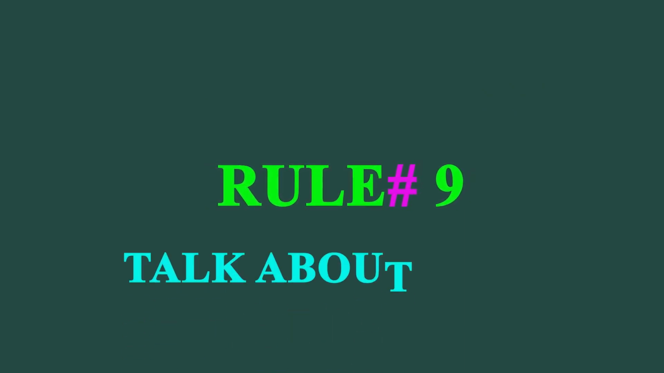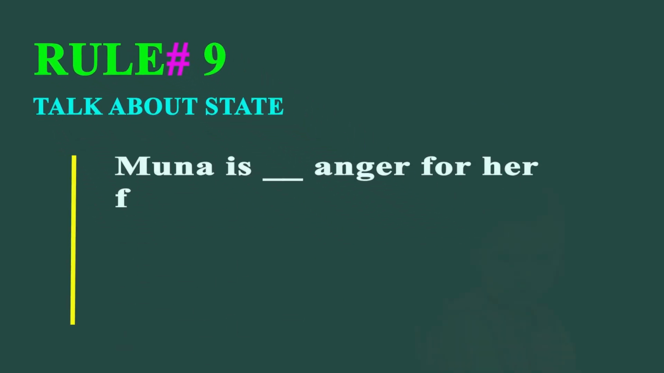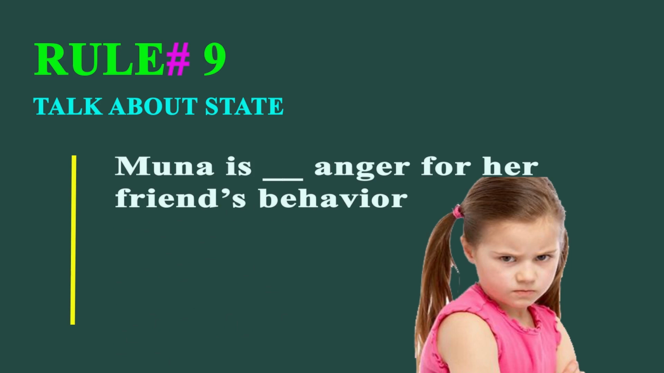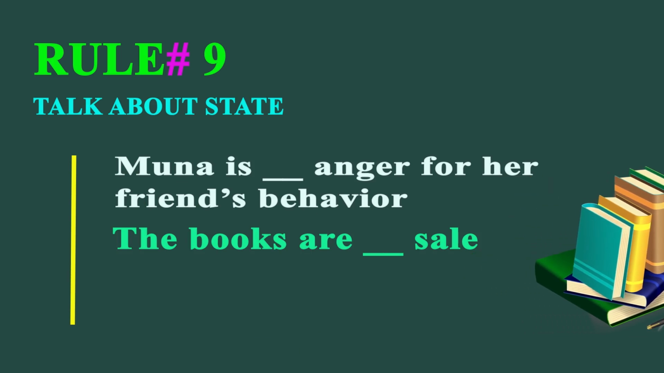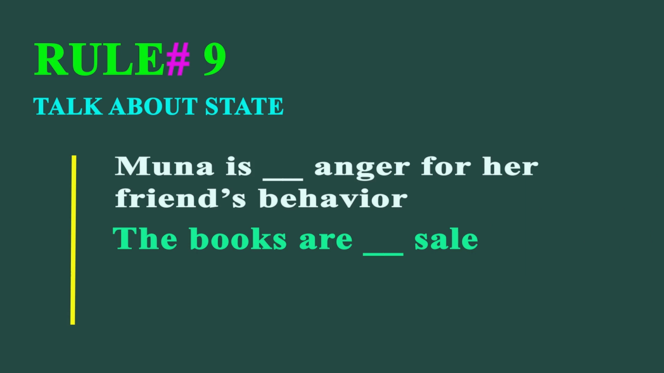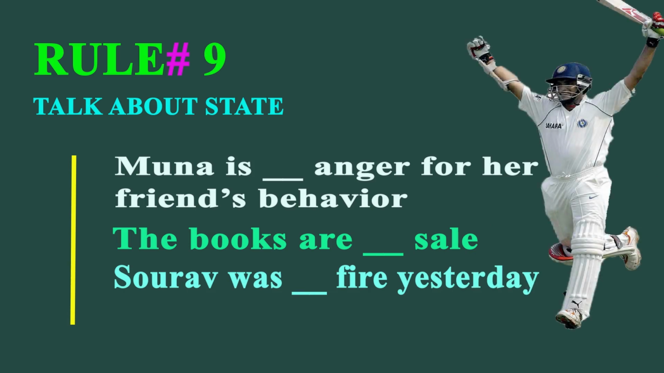Rule 9. When you talk about state. Muna is dash anger for her friend's behavior. It is a mental state, that is the anger. So we will use the preposition on. Muna is on anger for her friend's behavior. The books are dash sale. The book is in a state, so we will use the preposition on. The books are on sale. Saurabh was dash fire yesterday. Fire is a state of mind, so we use the preposition on. Saurabh was on fire yesterday.